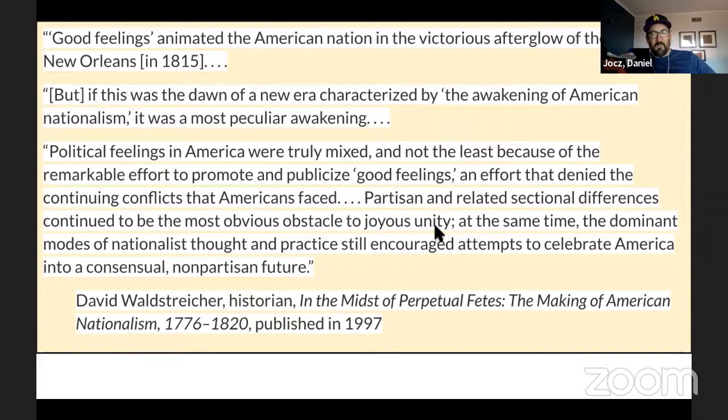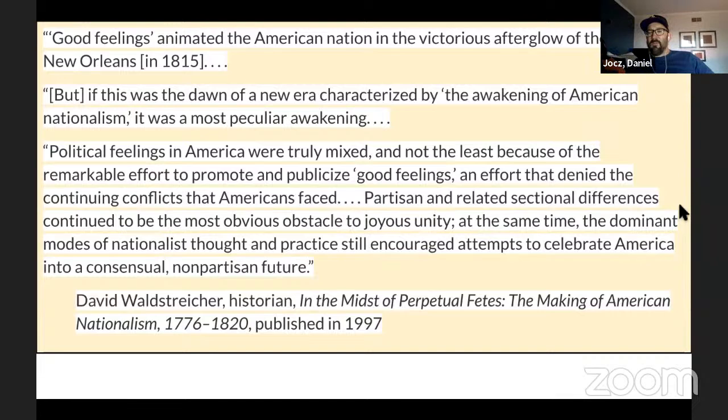So nationalism isn't perfect. At the same time, the dominant modes of nationalist thought and practice still encourage attempts to celebrate America into a consensual, nonpartisan future. So they're recognizing that there is this nationalism, but they're also recognizing that there is a tension, there are mixed feelings, and it's not as pure as one would normally say. So keep in mind, as you're reading it, what is the big idea? Yes, there was nationalism, but there still were tensions that threatened the nation. That's what I get about this source.